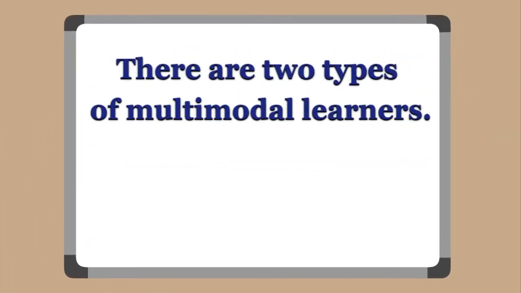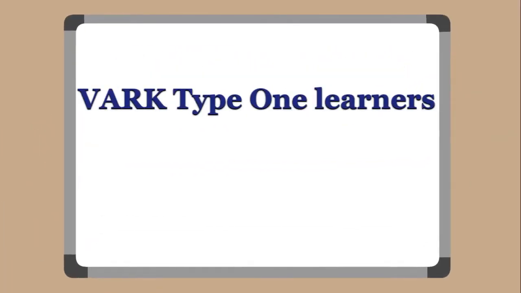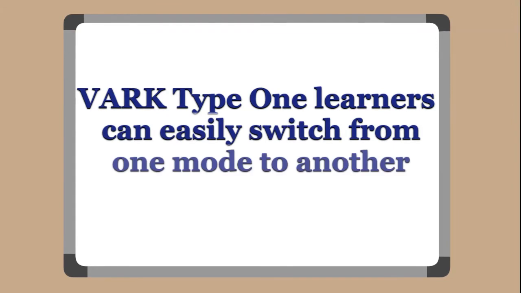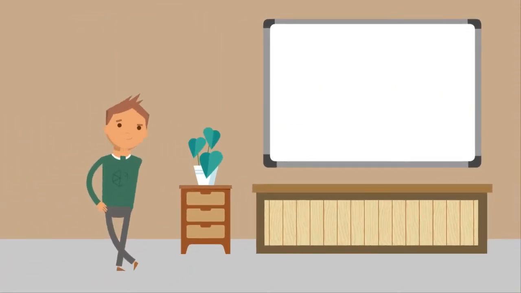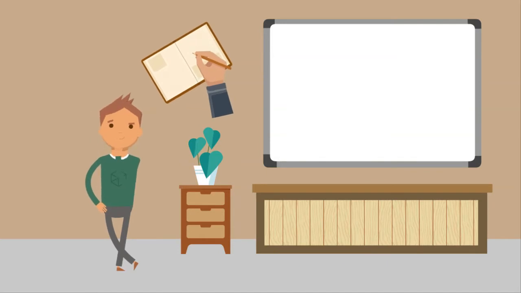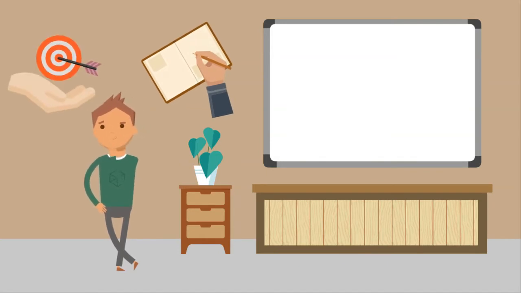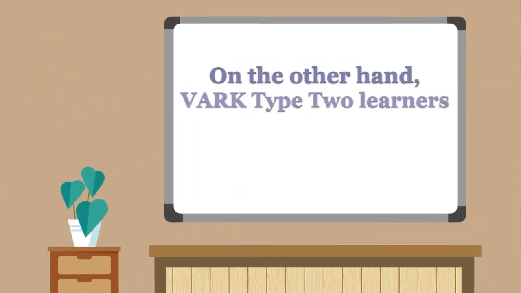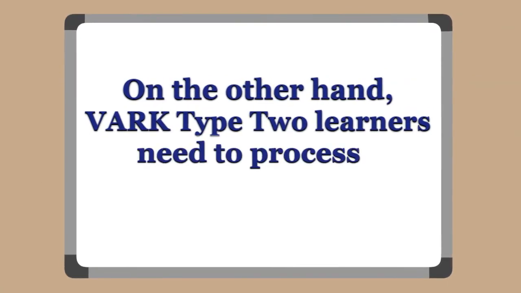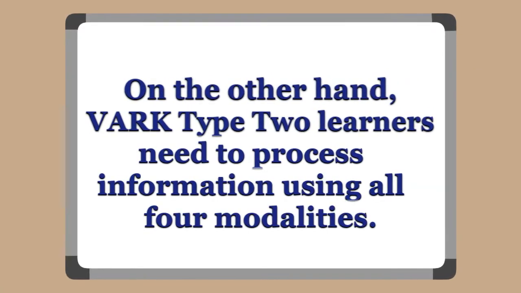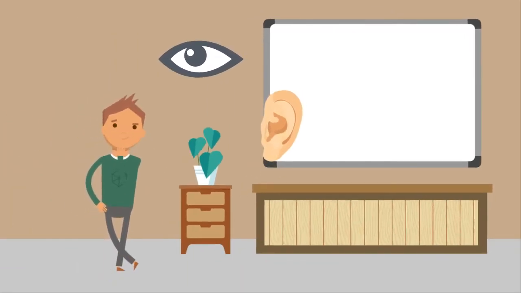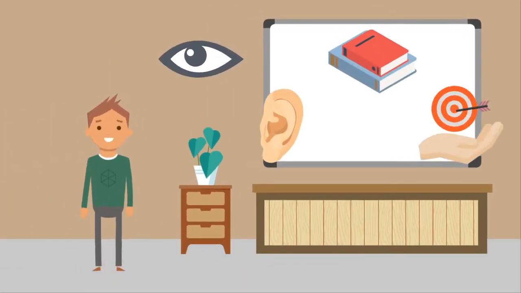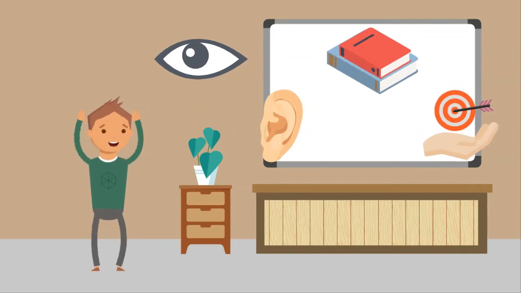There are 2 types of multimodal learners. VARK Type 1 learners can easily switch from one mode to another, depending on the situation. For instance, they may prefer to read or write to understand terms and conditions, and to use kinesthetics to apply a certain technique. On the other hand, VARK Type 2 learners need to process information using all 4 modalities. As such, they may take a longer time to gather information. But they often also come up with a broader and deeper understanding of a concept.